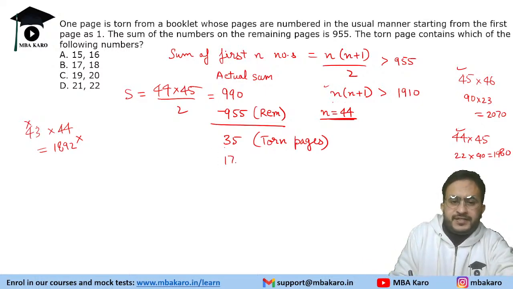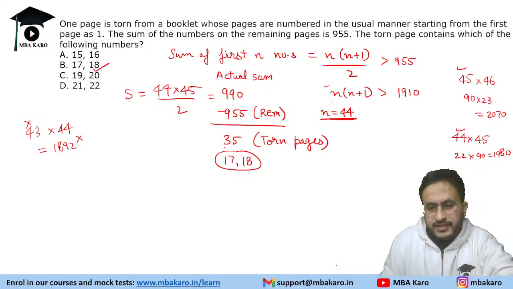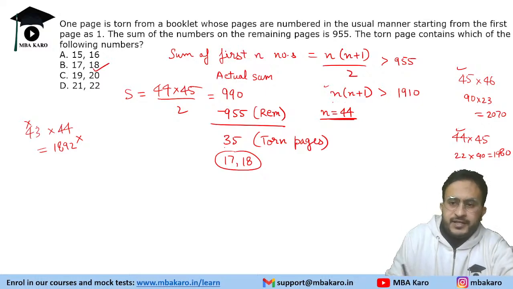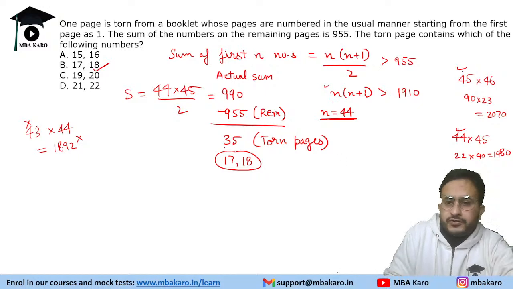So 35 is 17 plus 18. So the page numbers are 17 and 18. See, torn pages are always consecutive numbers. Now you might be wondering why did we take just 44? 45 also satisfies this condition. So let us see that also, what will happen if you consider this 45.